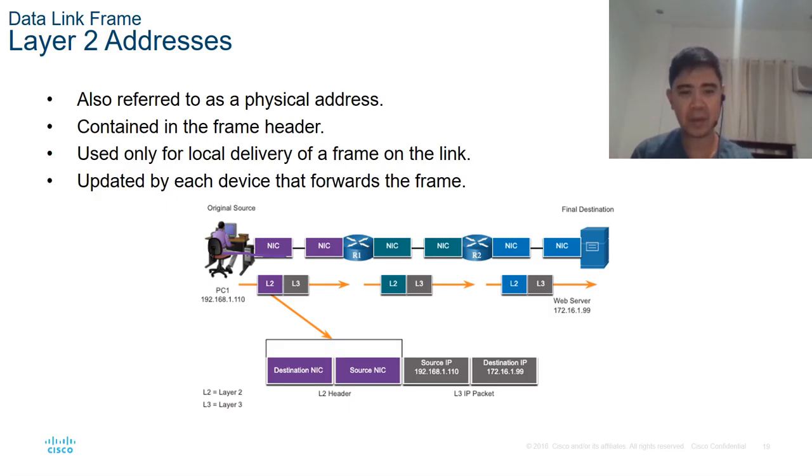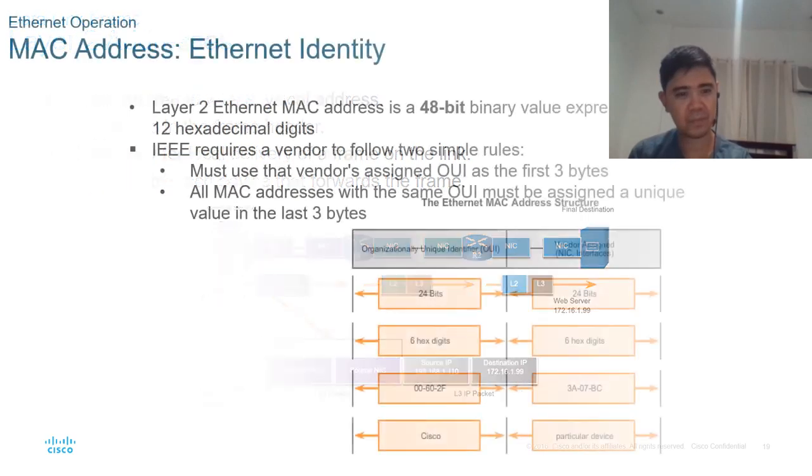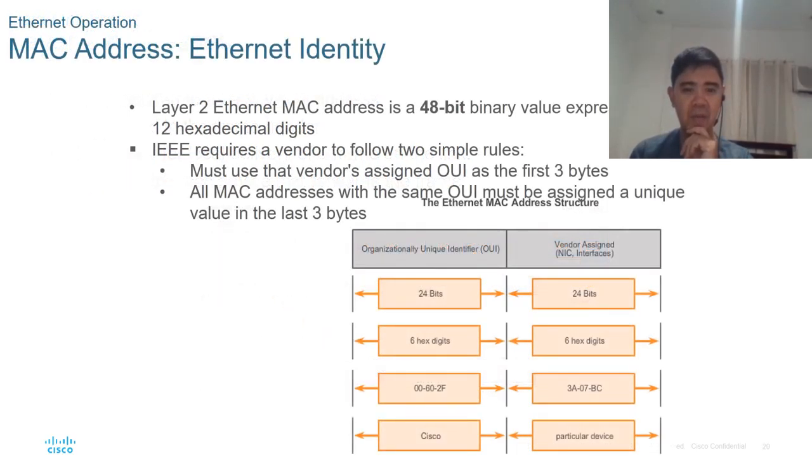Other details for the MAC are in this next slide. The layer 2 MAC address is 48 bits in total. Its format is hexadecimal. And just like an IP address, it has two parts. There's the OUI, the Organizationally Unique Identifier, which is the first six hexadecimal digits. For example, this is the MAC address: 00602F3A07BC. The first six hexadecimal digits are the OUI. This is an identifier of the manufacturer or the vendor. The last six hexadecimal digits are vendor assigned, so the vendor will generate its own last six hexadecimal digits. This is unique to that specific LAN card. That rule is a requirement of the IEEE.